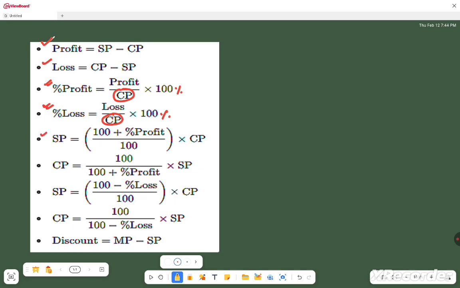Now selling price SP is equal to 1 plus profit percent by 100 into CP. These are the formulas that you have to learn. This last formula you don't need, because it is not in our syllabus. So up to this, 1, 2, 3, 4, 5, 6, 7, 8. These 8 formulas are very important for us, and you have to learn them. Okay.